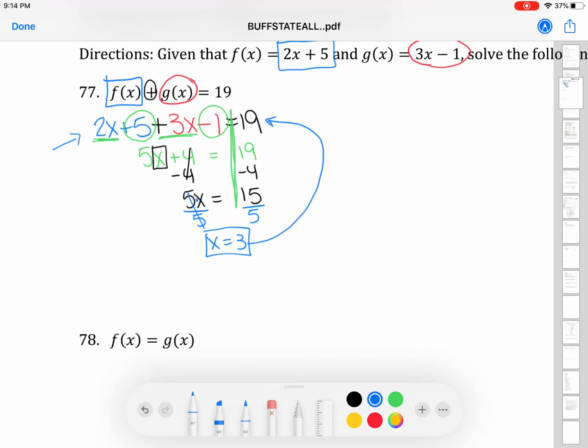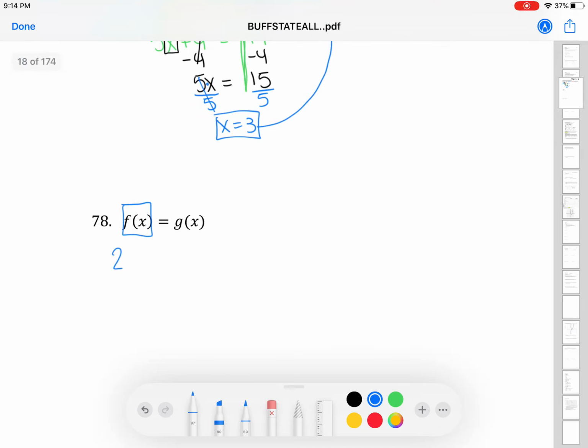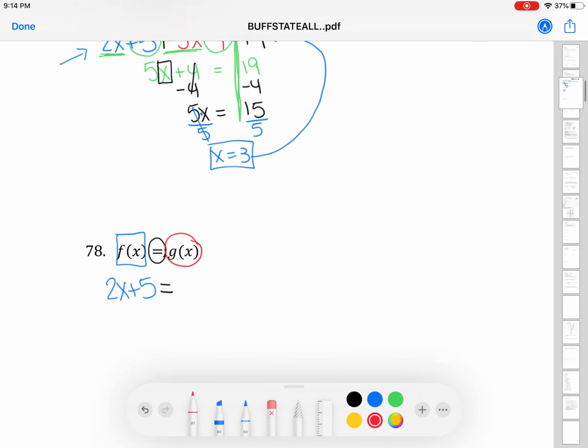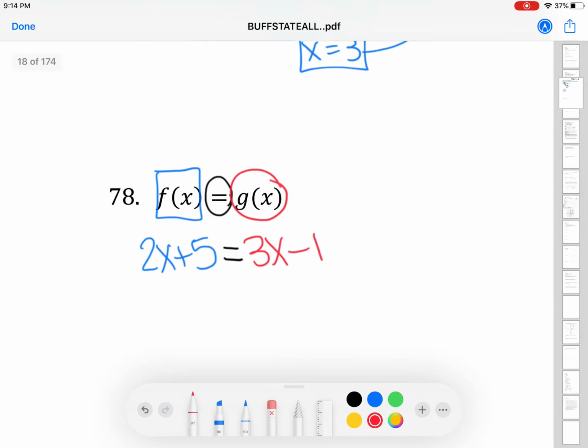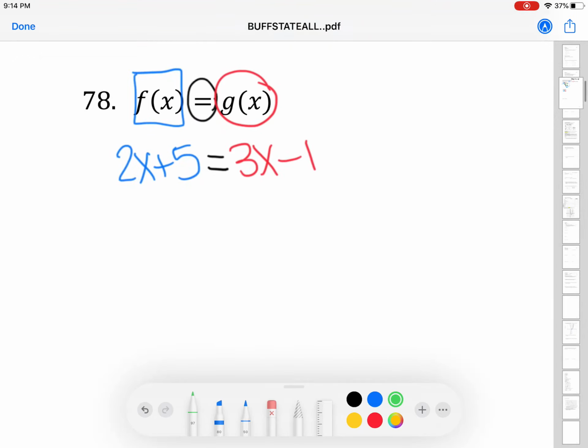All right, let's try another one with that f of x, g of x idea. So the next one, 78, says f of x equals g of x. You're still going to start with that same concept of substituting those in. So where I see f of x, which is right here, I'm going to plug in 2x plus 5. So 2x plus 5 goes here. This equal sign isn't part of substituting, so I'm just going to bring it down. And then g of x, which was 3x minus 1, is going to get substituted in right here for g of x.